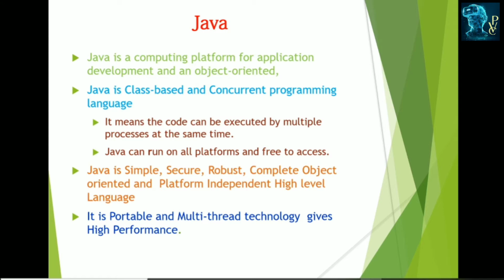Sun Microsystems defines Java as a simple, secure, robust, completely object-oriented and platform-independent high-level language. And they define Java as portable and multi-threaded technology, which gives it high performance.